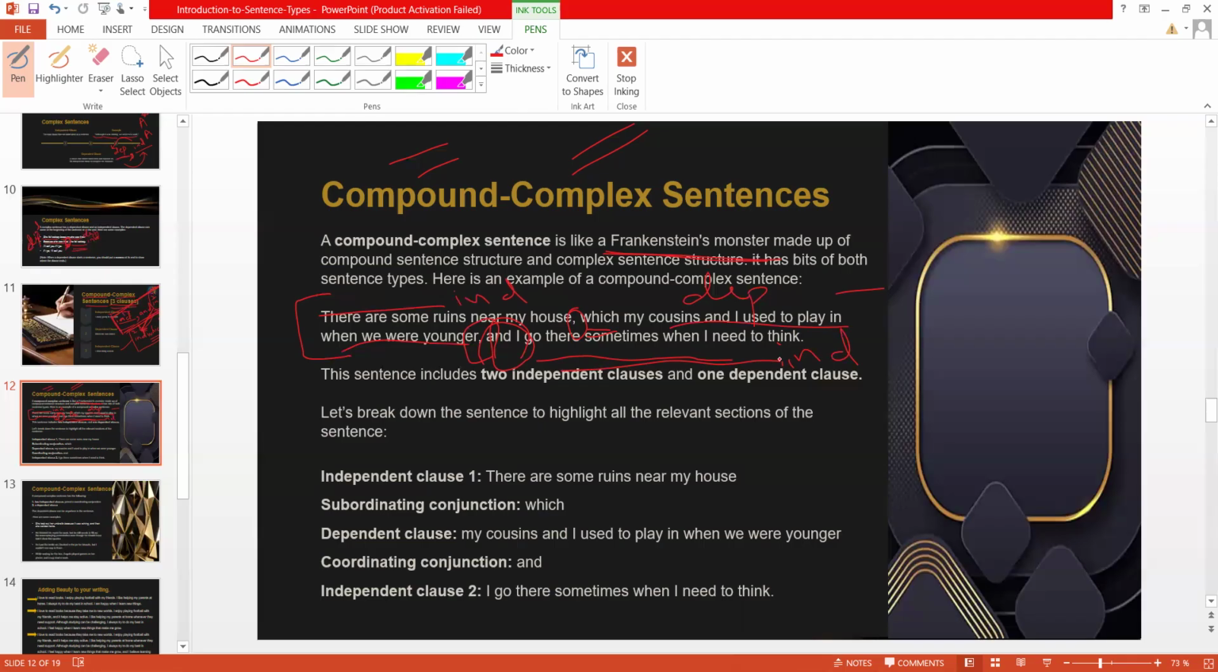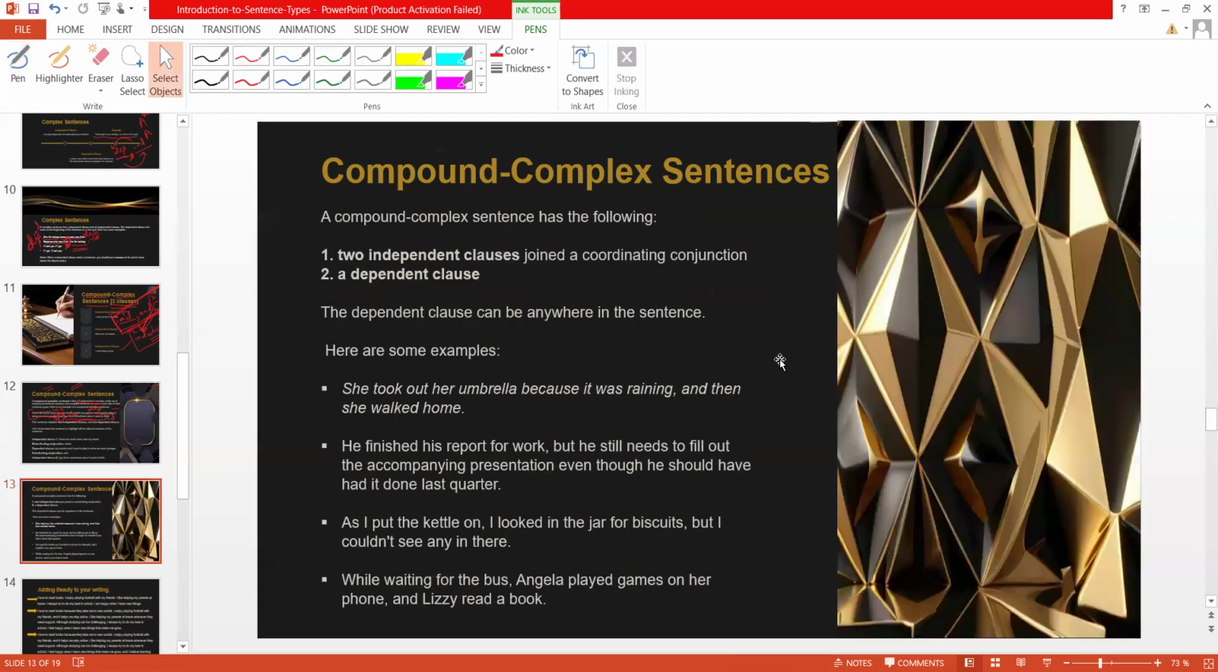So we can say what we have mentioned earlier also. If we break it into different segments, it is mentioned here clearly: an independent clause, a subordinating conjunction, a dependent clause, a coordinating conjunction, and an independent clause that makes up a compound complex sentence. Got it? Okay. There are a few examples also of compound complex sentences. There should be two independent clauses joined by a coordinating conjunction, and a dependent clause.